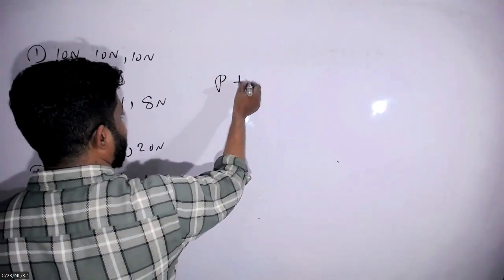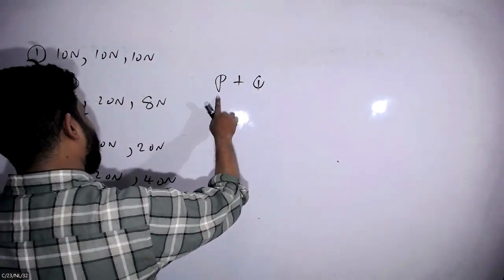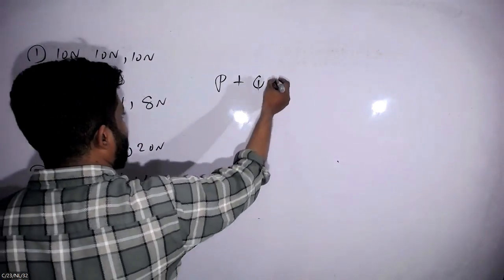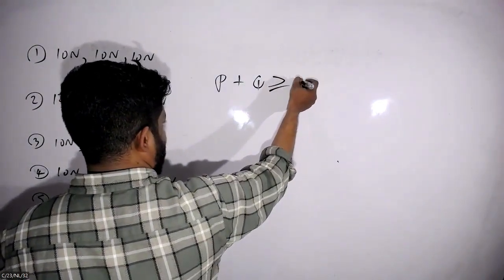Sum of the magnitude of two smaller forces. Let's say these two are the smaller ones. The sum of their magnitudes should be equal to or greater than the largest force.